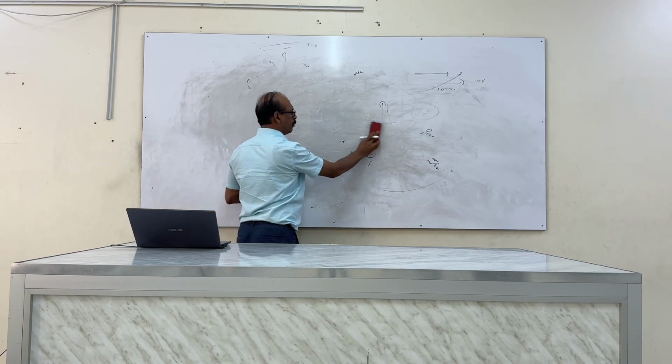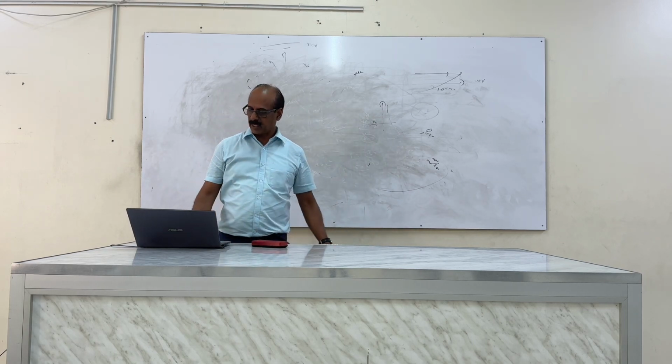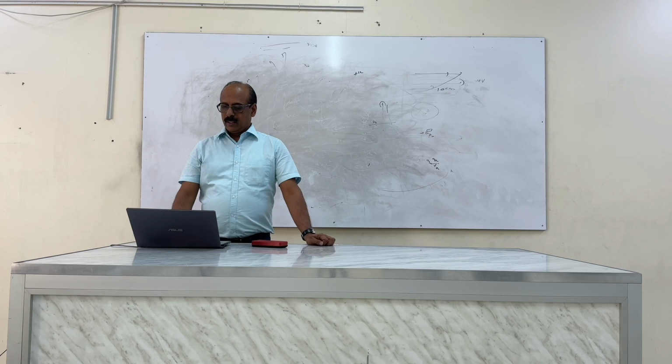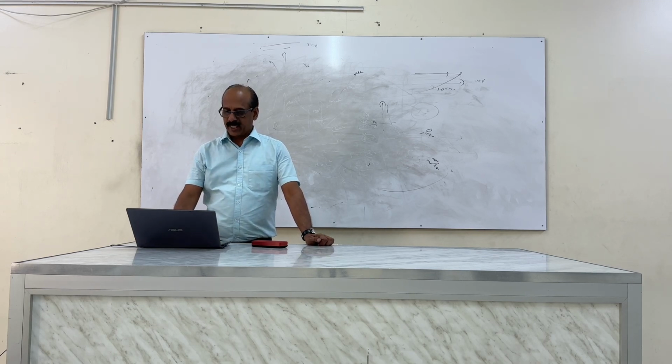This is all in the notebook, please go through it. But stress these points mainly. So this is about current electricity. Now next unit, third unit, magnetic effect of electric current.